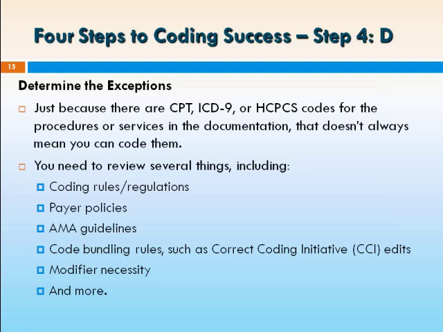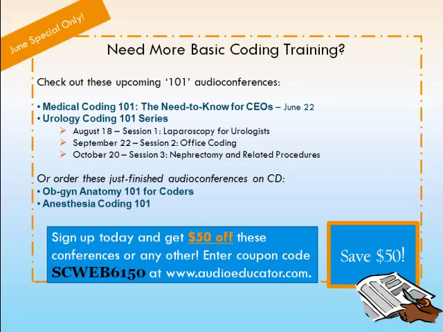There are going to be exceptions, like the ones listed in the bullet points on slide 15, where you may need to add additional information, such as the modifiers we talked about, or you may actually need to leave one or more codes off of your claim. So if you take a look at this list on slide 15, you'll see some of the things that you'll need to check. Coding rules and regulations, specific payer policies, AMA guidelines, code bundling rules, such as the Correct Coding Initiative, the CCI edits, modifier necessity, and then there are other ones out there. You may have specific things with your payers, but you may also have specific state laws or regulations that might govern some of what you can report for particular procedures or services.